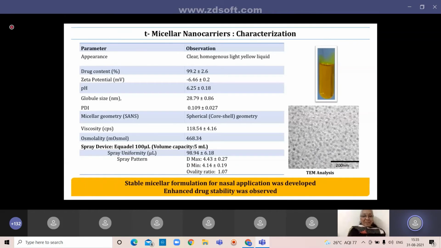Dear colleagues, sometimes there are technical glitches. So as I mentioned, we formed co-crystals and then we loaded them into micellar nanocarriers because we wanted to take dual advantages. So they were duly characterized. And then what was important for us was to look at what happens when in vivo studies are done.